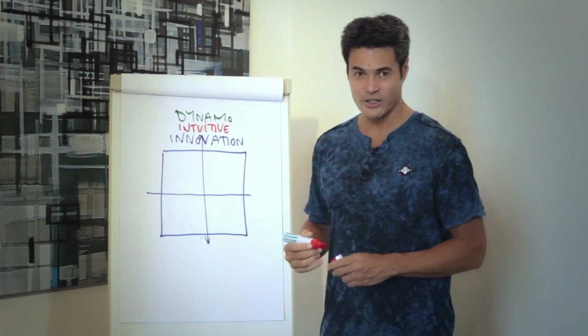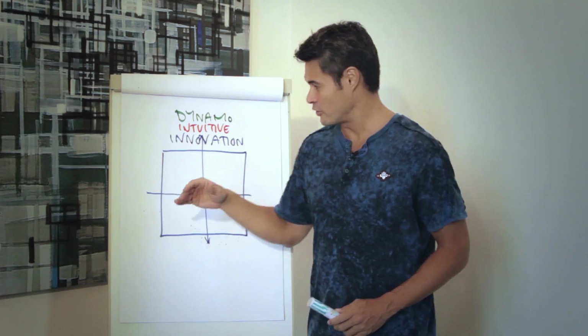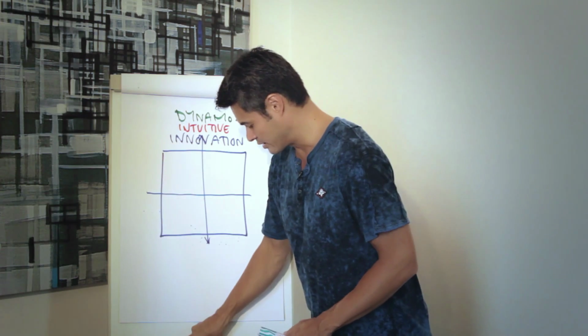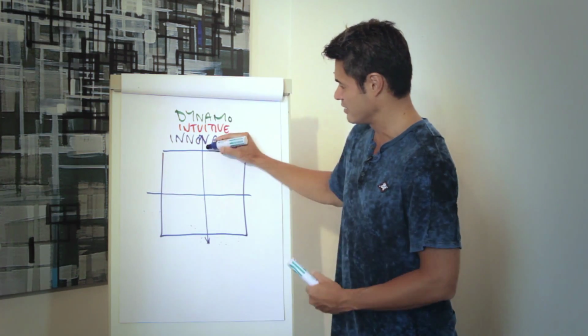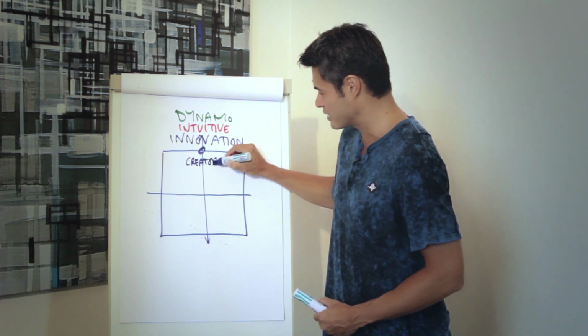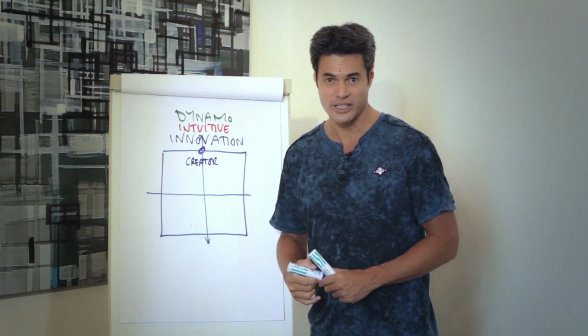Intuitive thinkers are the ones who have their head in the clouds. So if you're at this level here, then innovation is something natural to you. One of the 8 profiles, which is this one here, is someone called a creator. And a creator is someone who naturally creates new products. It's what they do best.